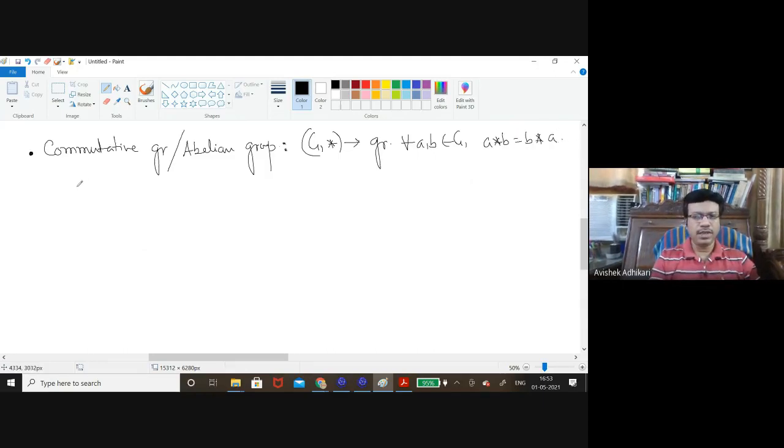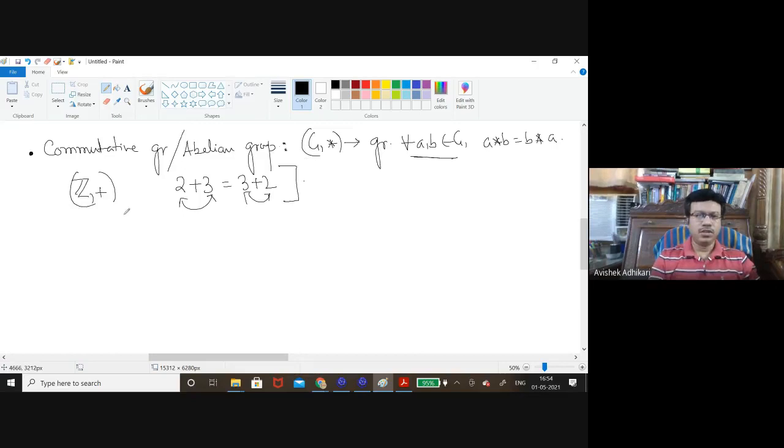What does it mean? Suppose I consider Z plus. As I mentioned, it's a group. Now take 2 plus 3, and that is the same as 3 plus 2. That means you can interchange without any fear. Then that group is called a commutative group. And it should be true for all the elements, only then do I call this group a commutative group or abelian group.